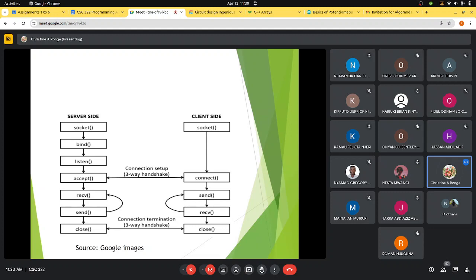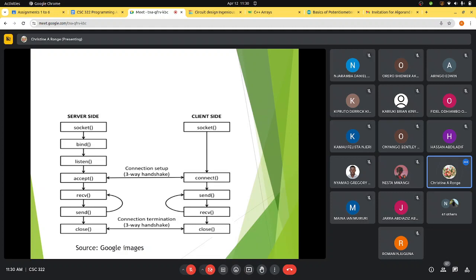So really there are 4. So it should really be a 4-way handshake. But it can be shortened to 3-way because remember that this request here and this request here can be combined. So you can end up having a 3-way handshake, but ideally it's a 4-way handshake.